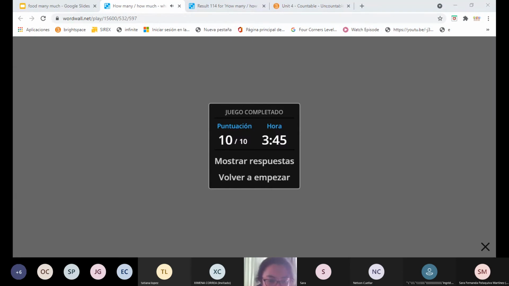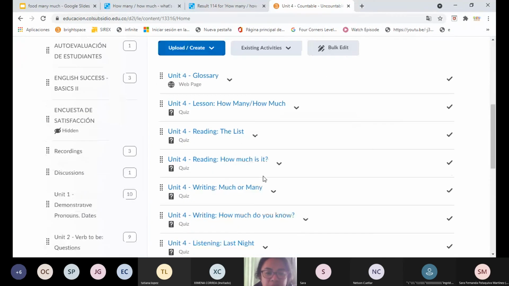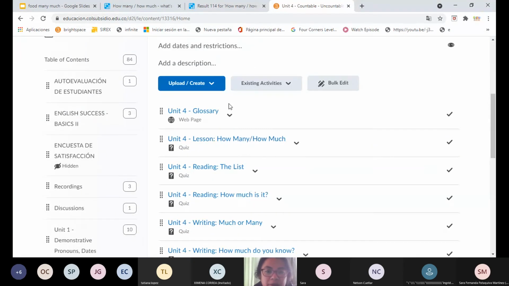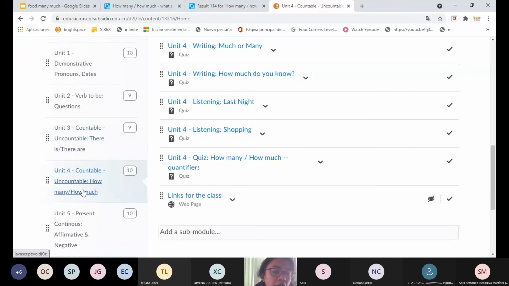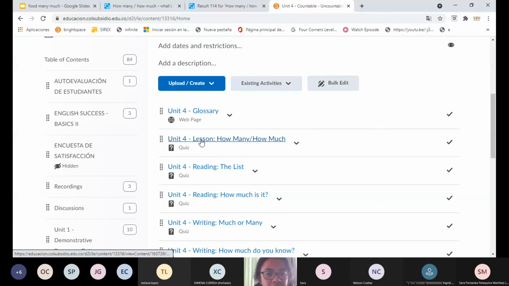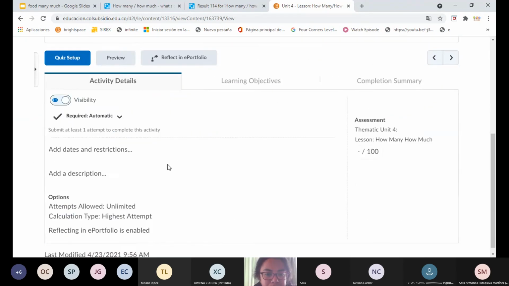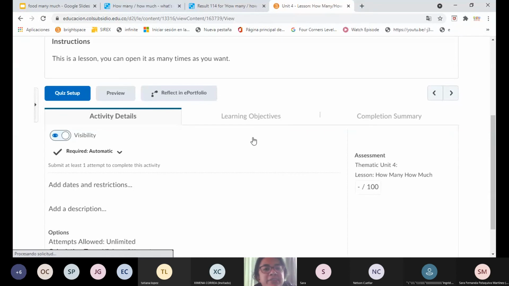Okay, guys, up to this moment, we're going to do one more activity for the second break. In this activity, we're going to go to Brightspace. Vamos a ir a Brightspace. We're going to be on unit 4, countable and uncountable. We're going to practice with the lesson here, guys. And for the lesson, we're going to check here. We're going to practice with the use of how many and how much, all right?